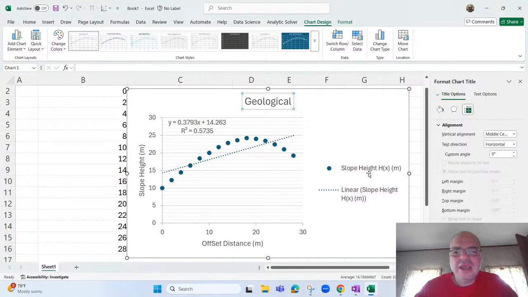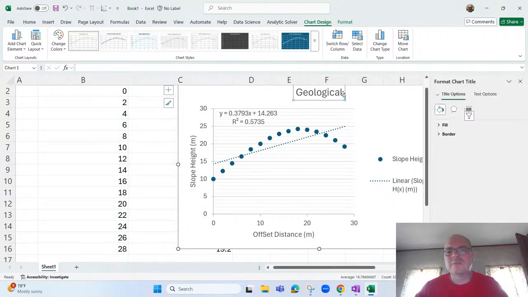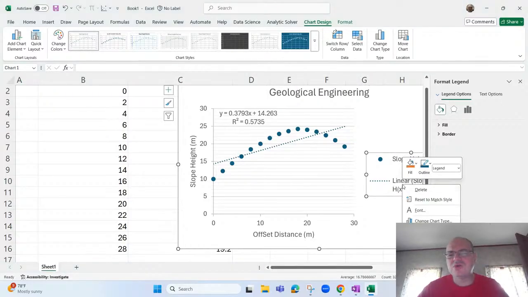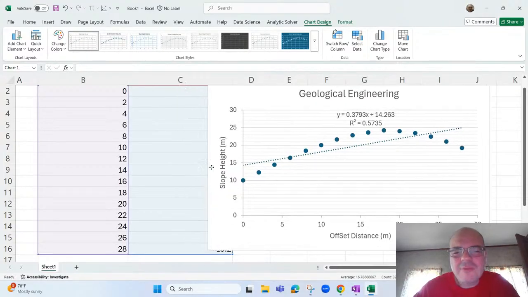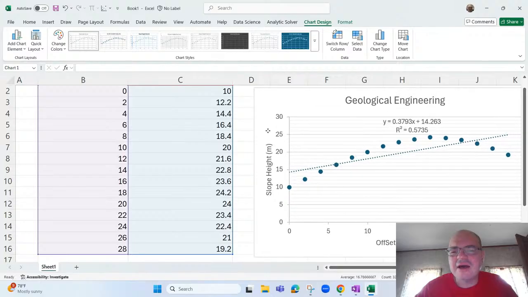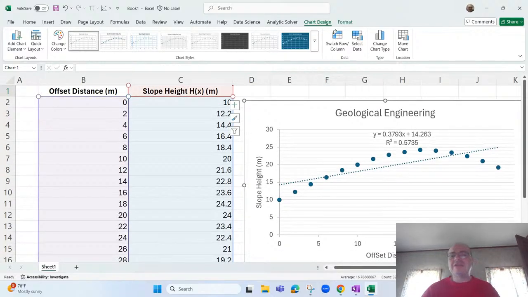I plotted the data, and then what I did is I went to fit. What I'm trying to do is plot the data and fit the data to a functional form. As I look at this data, it's natural to ask what is the relationship between slope height and offset distance if you're a geological engineer.